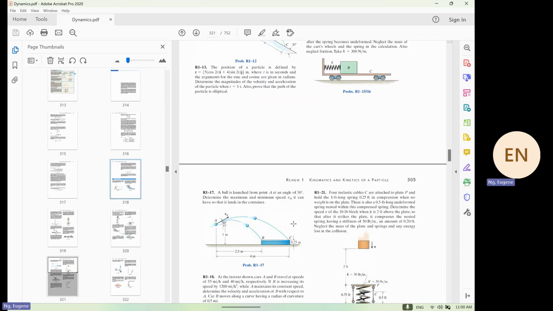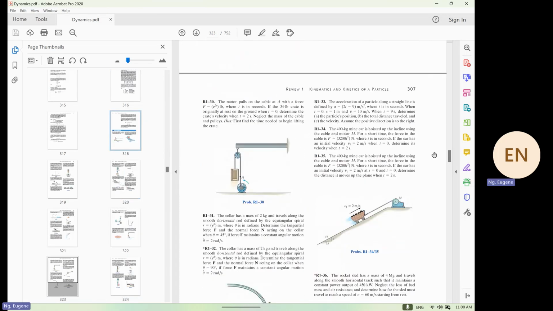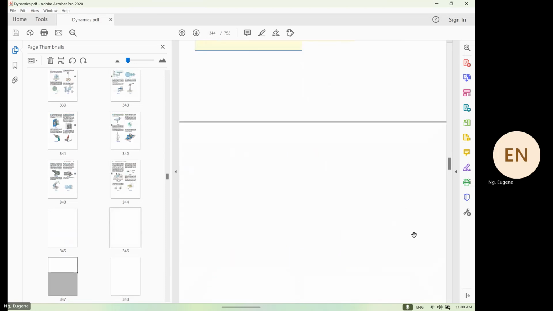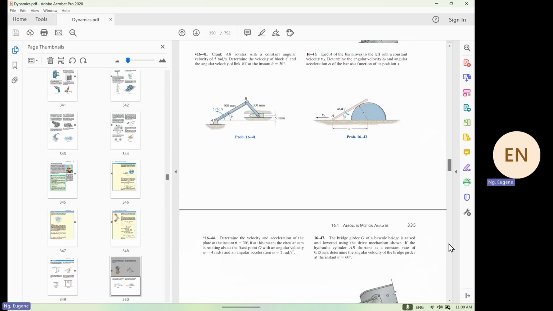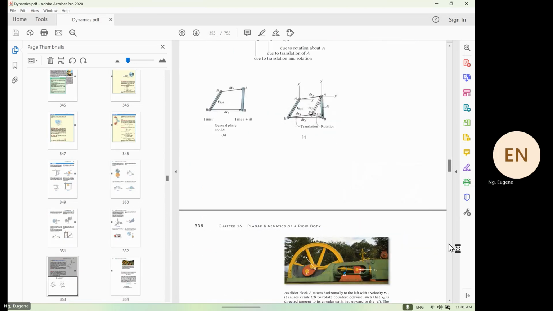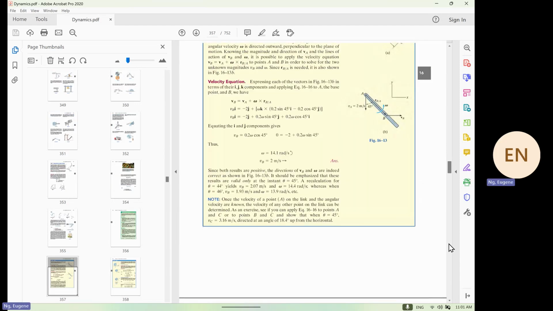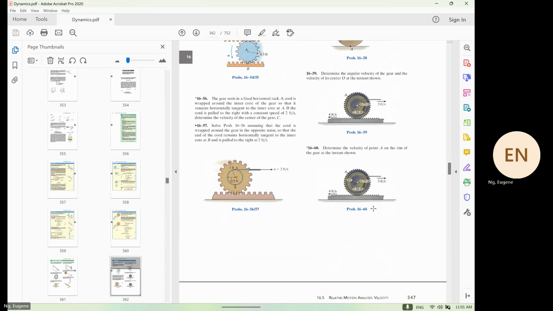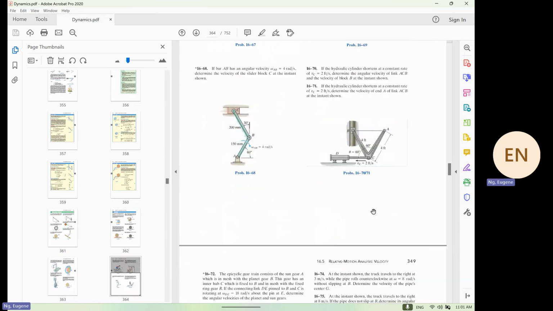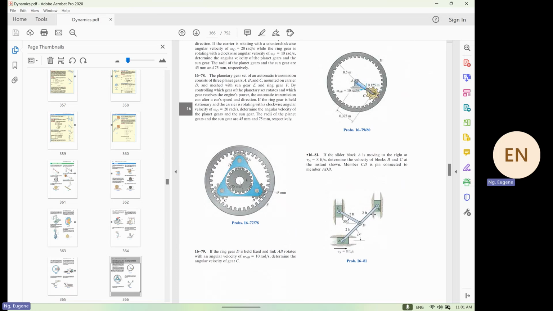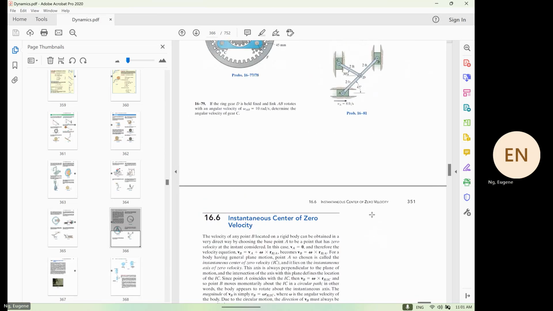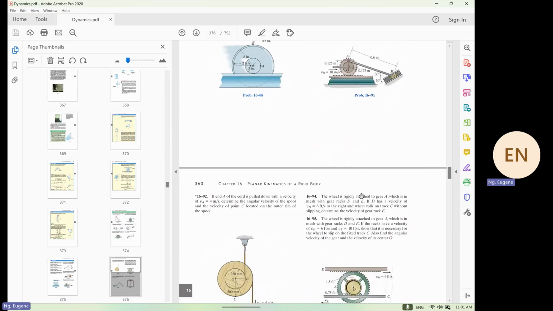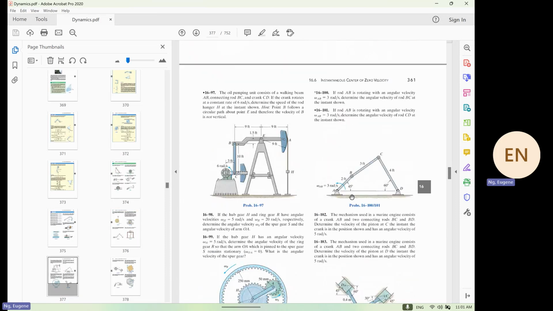Okay, so from here. We have done this. Some of these are too easy for you. We've done all this. Instantaneous velocity, that's what I'm looking for. So we are going to do, let me see, yeah.